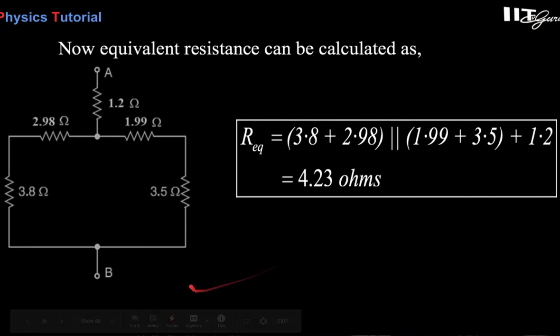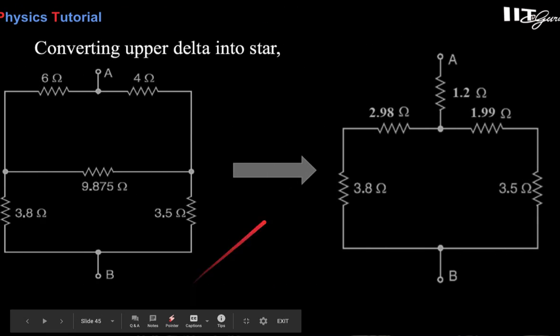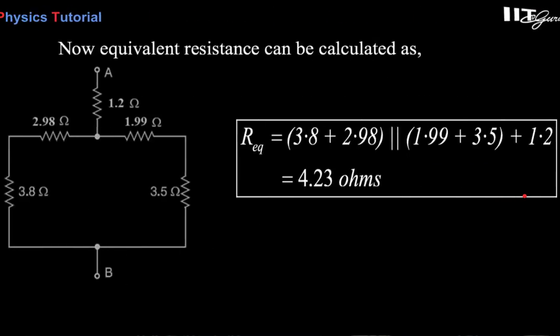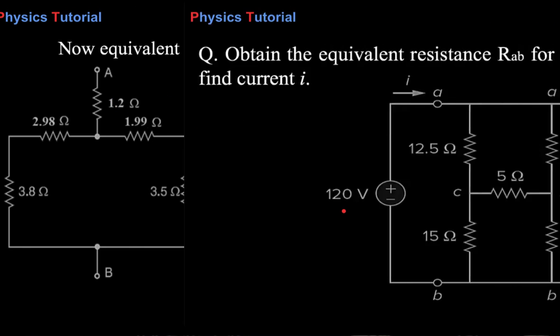Now this is in series, this is in series. Here 2.98 and 3.8 are in series, and this is in series. You can add these simply. So we say this 3.8 and 2.98 are in series, and now this is in parallel, and 1.2 is in series. So in this way we get the result 4.23.